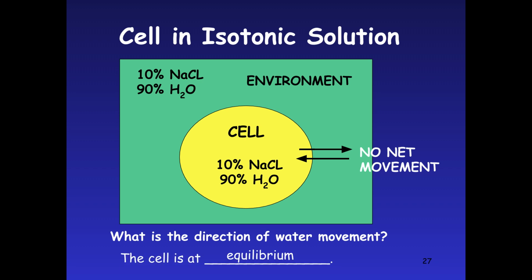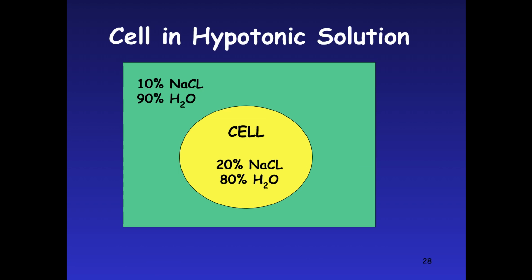The cell is at equilibrium. It's equal on both sides. Okay? Now this is called a hypotonic solution. Hypotonic. Now it's hypo not in terms of water, but in terms of solute. So we put the cell, the aqueous environment outside of the cell is in a hypotonic solution, which means that it has less dissolved solute, NaCl, sodium chloride, which is salt, right?